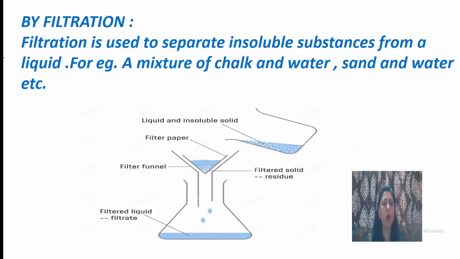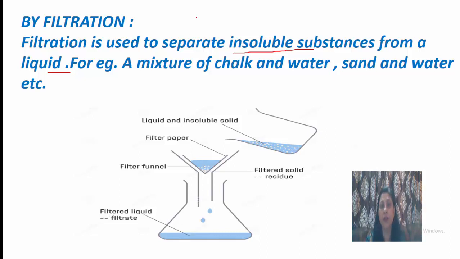Filtration, we have already studied in our previous classes and in the previous section also. Filtration is used to separate insoluble substances from a liquid. Now a mixture of solid and liquid can be formed in two ways. One is a soluble solid in a liquid, that will be a solution, and an insoluble solid or substance in a liquid will be a heterogeneous mixture. So filtration is used to separate insoluble substances from a liquid.